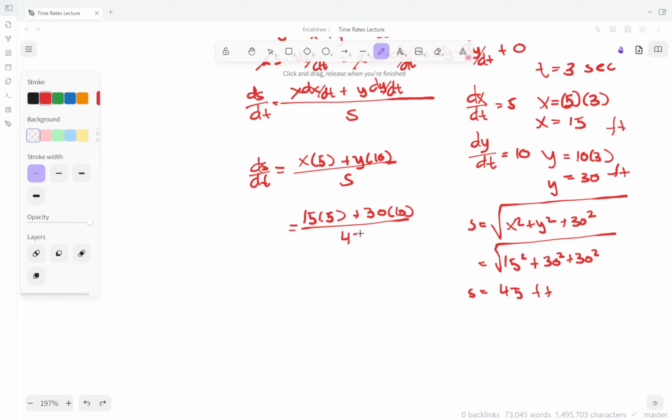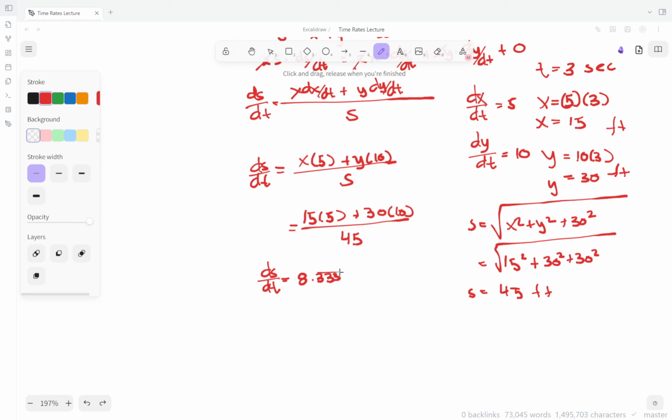So that's over 45 feet. And now we can find the result of this. So we have dS/dt. You can use your calculator for this or do this mentally. I cannot do it mentally, so we do this. I'm just going to take a look at my notes. And the answer for this is 8.333.